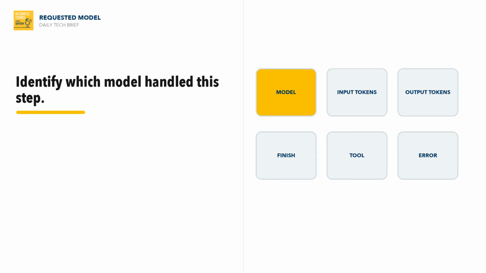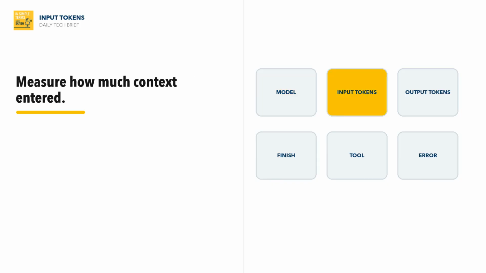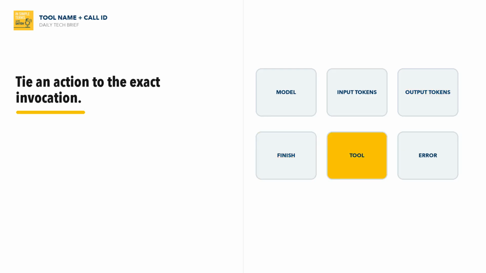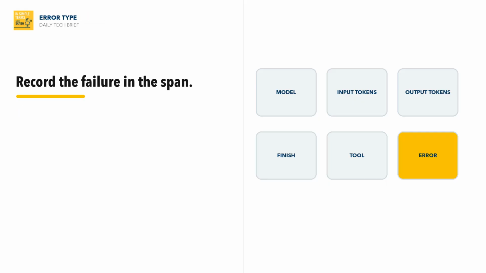Which model was used? How many input tokens were sent? How many output tokens came back? What was the finish reason? Which tool was called? What was the tool call ID? Did the tool fail? Which data source was searched?